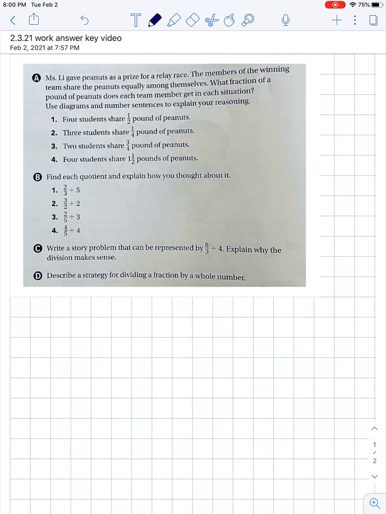Miss Lee gave peanuts as a prize for a relay race. I feel like you're not allowed to give peanuts in school. How many allergies do kids have? This feels unsafe. Come on, Miss Lee.